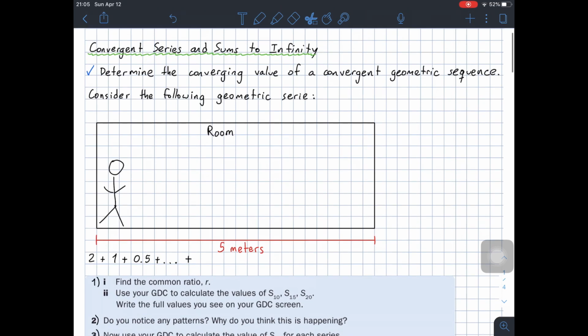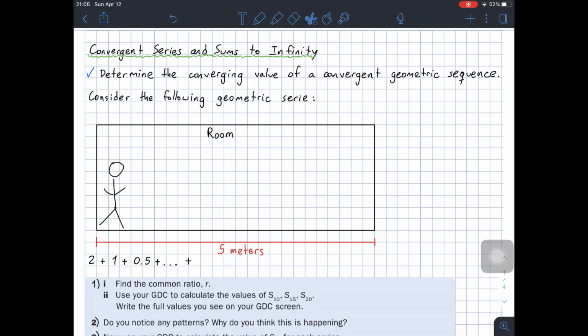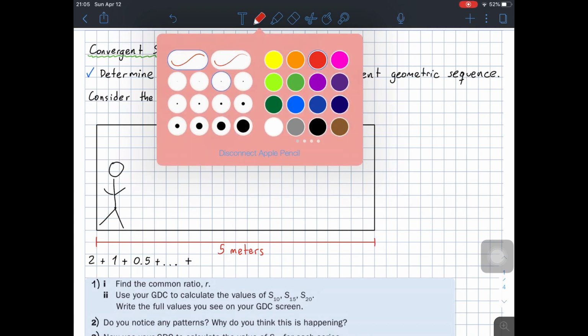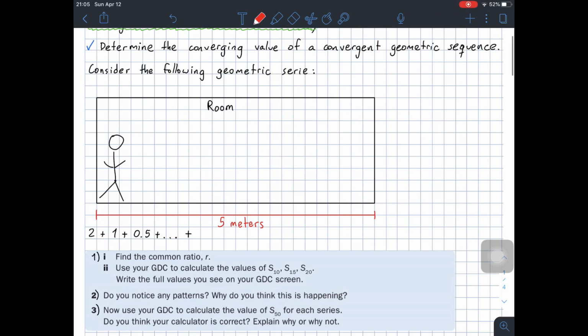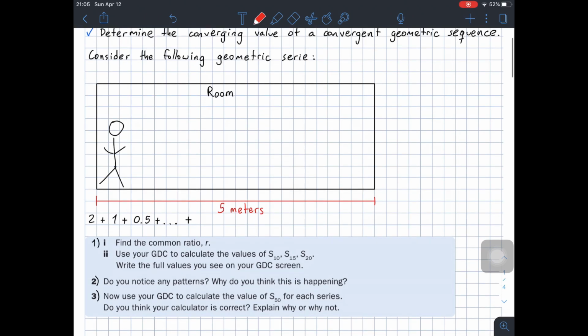So, today we're going to see convergent series and sums to infinity. The objective for today's class is this: determine the converging value of a convergent geometric sequence. So we're going to see what converging means. Let's start by doing this very short and interesting investigation. It says, consider the following geometric series. We're going to see this in a second.